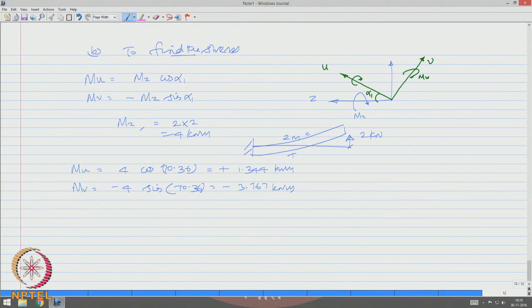So, the stress at any point x should be generally given by M u by I u into v minus M v by I v into u. Let us try to extend this discussion for the next lecture and estimate the stresses with this example and one more example which will continue. Thank you very much.